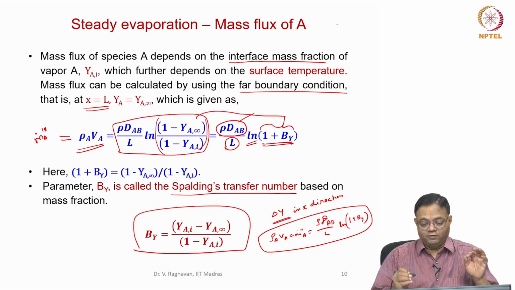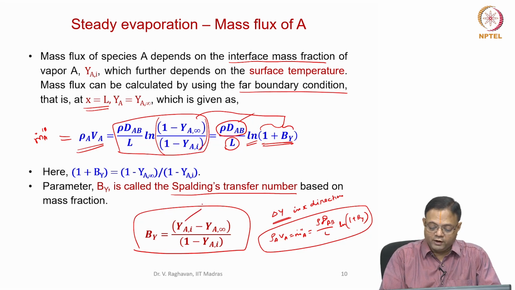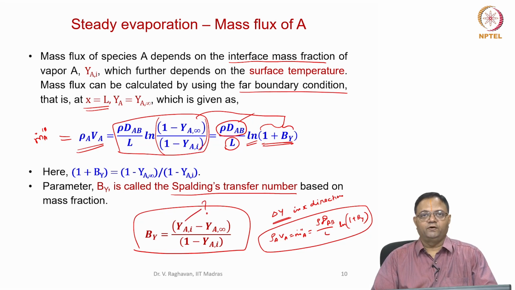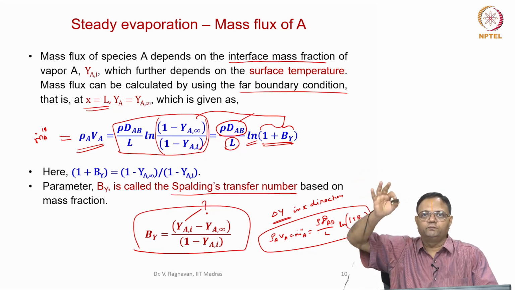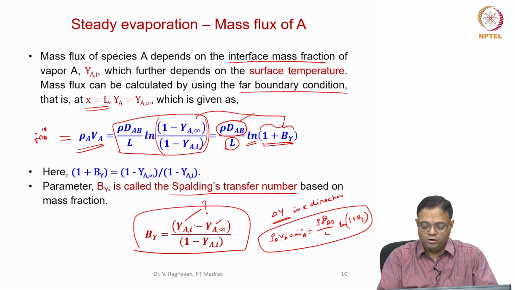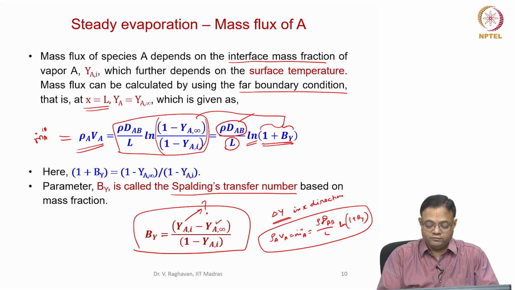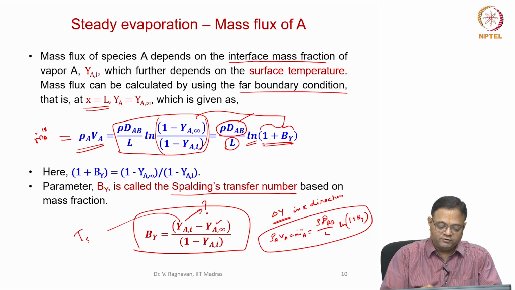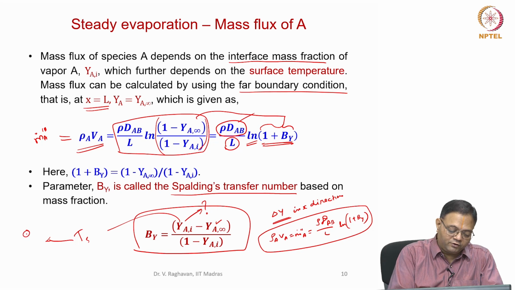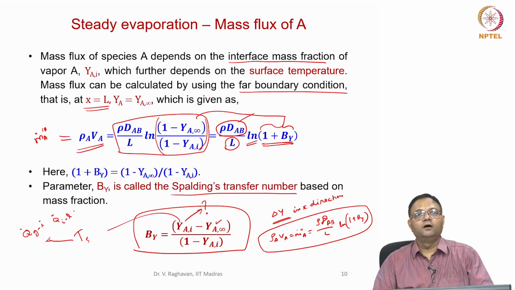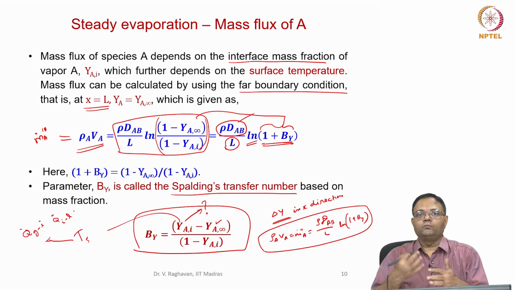But there are certain unknowns in this. How will you calculate Y_AI? Y_A infinity is fine. At the farther distance, based upon the concentration of A flowing along with B, I can fix this value. So, this is known, but how will you fix this Y_AI? It depends upon the surface temperature. Surface temperature depends upon the heat transfer from the gas phase to the interface and from the interface to the liquid phase, correct. So, the heat and mass transfer are coupled.